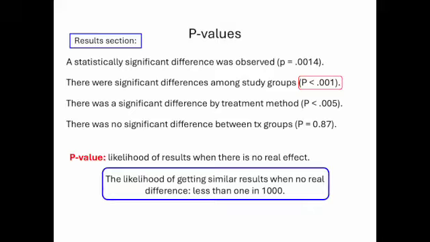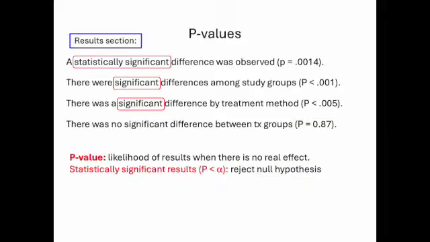If you look at the last one, though, no significant difference between treatment groups, p equals 0.87. If we did the study 100 times, 87 times, we'd expect to get results like this. How likely is it to get results like this when the null hypothesis is true, when there's no real difference? If the result happens less than the risk to say there's a difference when there isn't one, 5%, they're going to reject the null hypothesis.